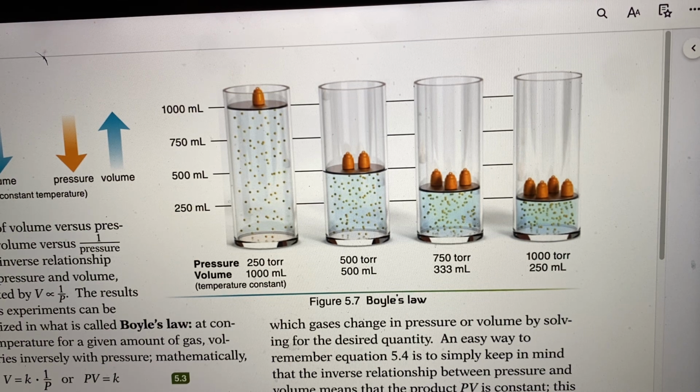I said something about water. It looks like water here, but it's not, it's gas. This does not behave the same way in water. So here we have this relationship.